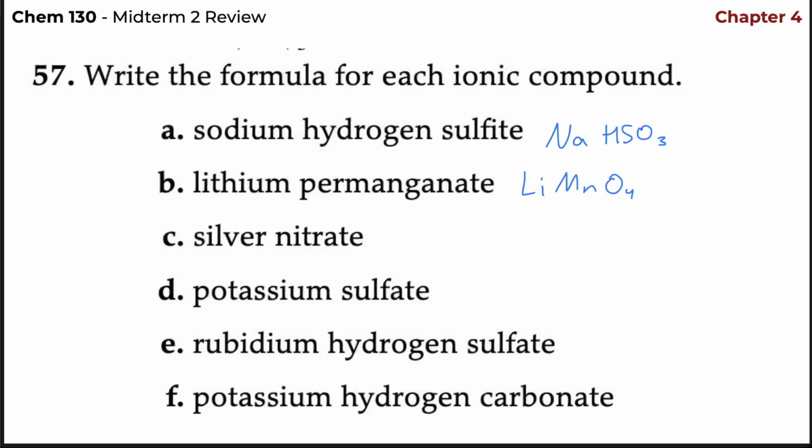Now silver nitrate. Silver is Ag, and nitrate is NO3. This has a -1 charge, and this has a positive charge. For the charge of silver, this one's actually harder to tell from the periodic table, because for all of these you can look and they're in group 1 or group 2, but silver is kind of in the middle. Just remember that silver has a +1. It might not be on a test, a question like that.